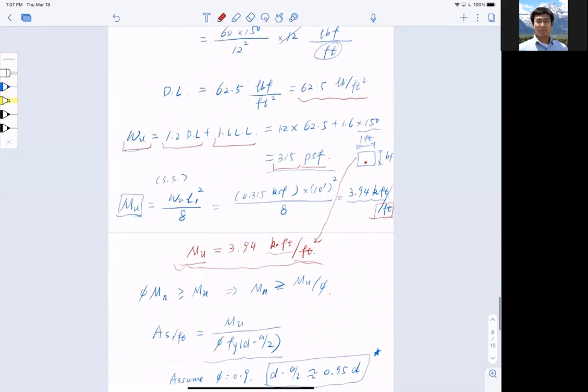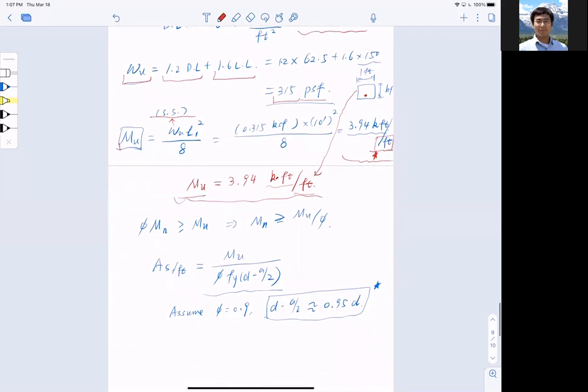To get the moment, we use this equation, which is omega_u L1 squared divided by 8. This only applies to the simply supported condition with a uniform distributed load. So that gave us 3.94 kip-foot per foot, again per foot. That is the moment this slab is seeing in the one-way slab direction. So now we have the applied moment.